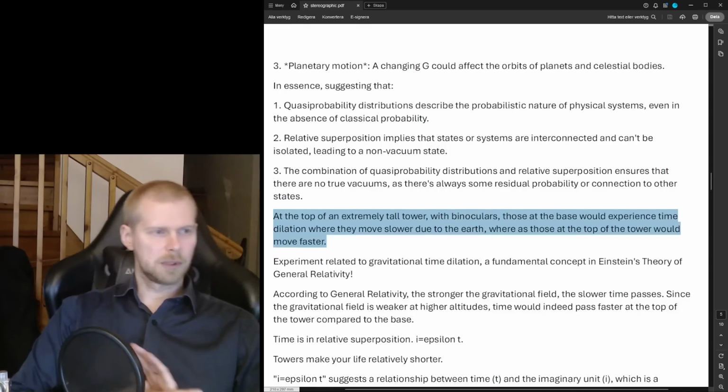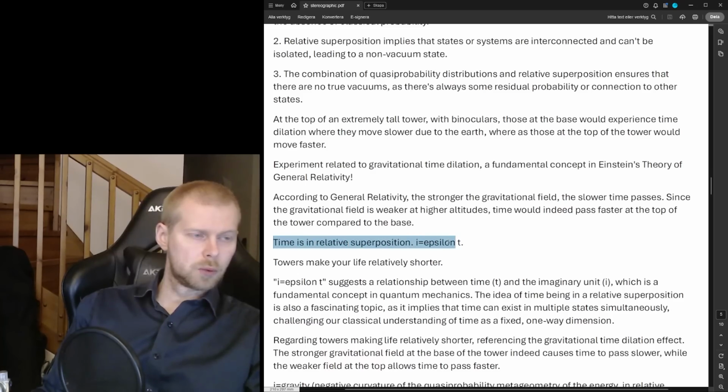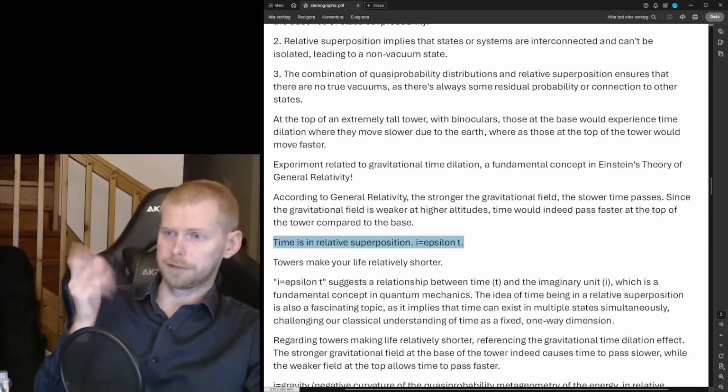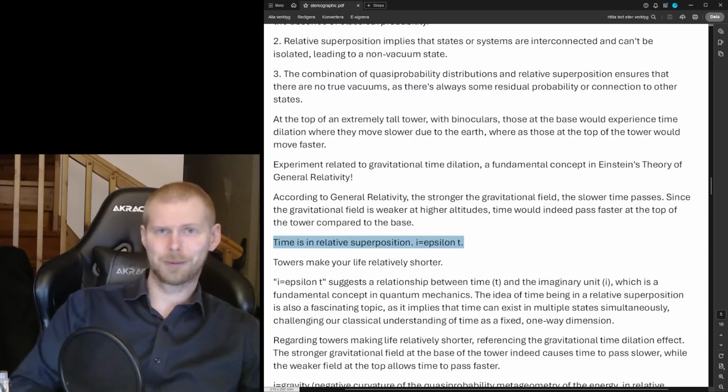At the top of an extremely tall tower with binoculars, those at the base would experience time dilation where... And now for something completely different. Time is in relative superposition. No, this is not an example of superposition. It's that different observers make different observations because they're in different frames of reference. That's got nothing to do with superposition.